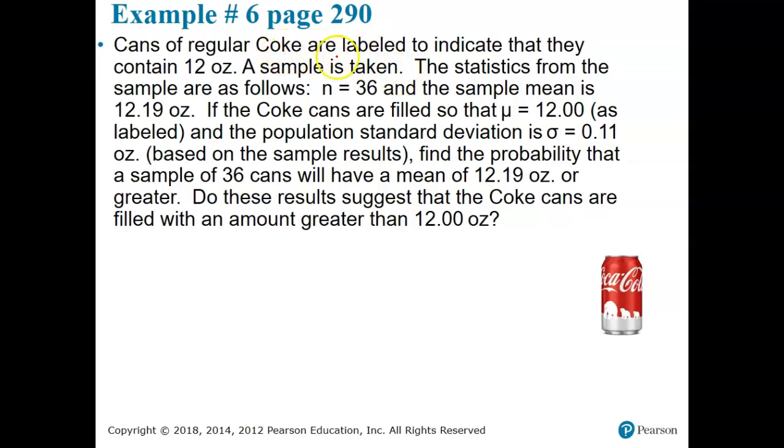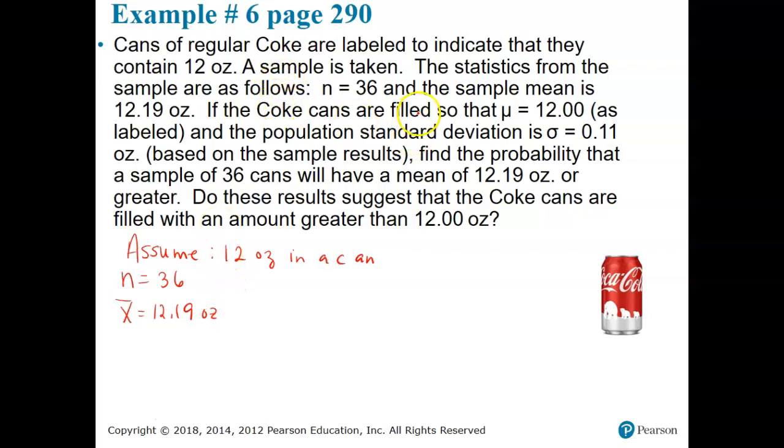Okay, cans of regular Coke are labeled to indicate that they contain 12 ounces. So we're going to assume that we have 12 ounces in a can. So we take a sample, and the statistics from the sample are as follows. So we have a sample size of 36, and from that sample, the sample mean is 12.19 ounces.